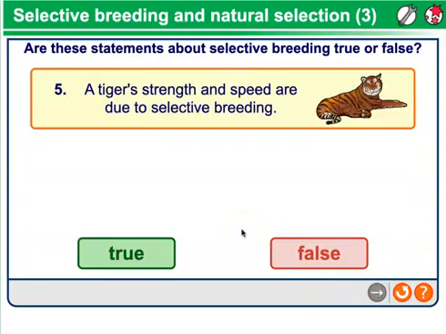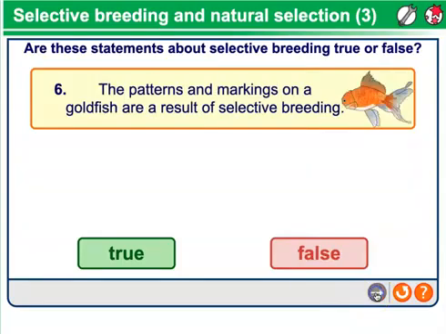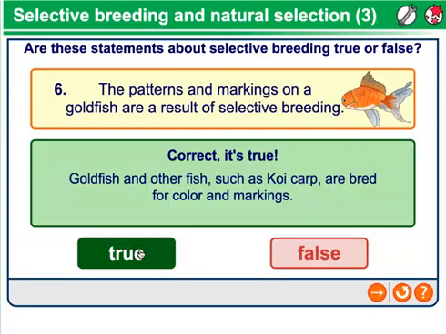A tiger's strength and speed are due to selective breeding. This is definitely false. A tiger's speed and strength are the result of natural selection, nature choosing for those traits that allowed for them to better survive in their environment. The patterns and markings on a goldfish are a result of selective breeding. This one might be kind of tricky. The correct answer is true. Goldfish and other fish, such as koi, are bred for color and markings.